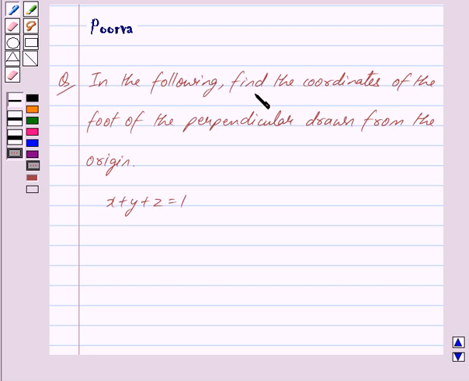In the following, find the coordinates of the foot of the perpendicular drawn from the origin to the plane x plus y plus z is equal to 1. Let us begin with the solution now. Now we are given that the equation of the plane is x plus y plus z is equal to 1.